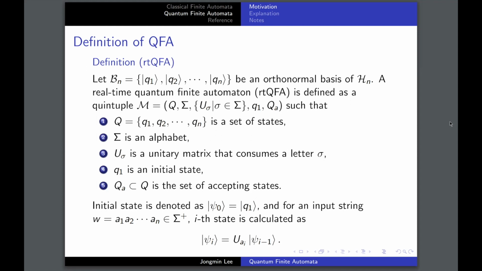It is called real-time QFA since it does not save the string, but as time goes, it takes a letter and evolves, takes a letter, evolves, takes a letter, evolves. So I will still say QFA afterwards, but in this material, the text will say RTQFA.